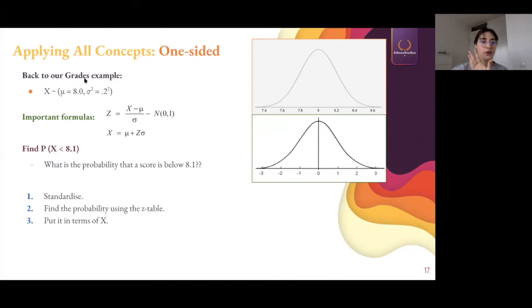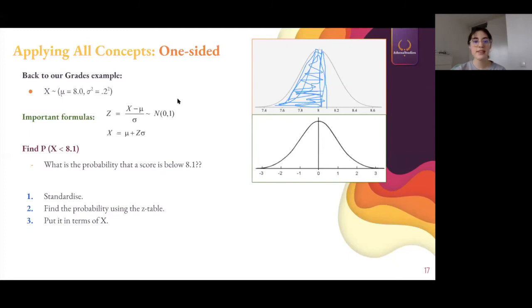So let's first draw it out. What is the probability that a score is below 8.1? 8.1 is right here somewhere. The entire area to the left of 8.1, this is the probability that we're trying to find. So first, we need to find the z-score that matches this 8.1 x value, and then we can use the z-table to solve. So first thing we need to do is standardize.